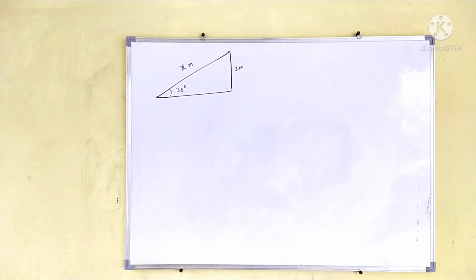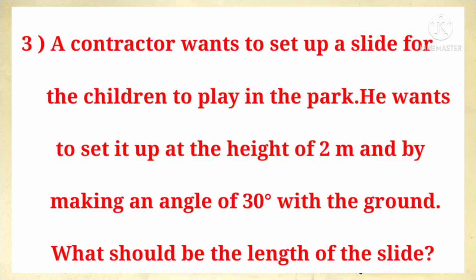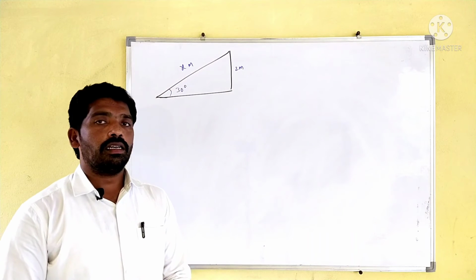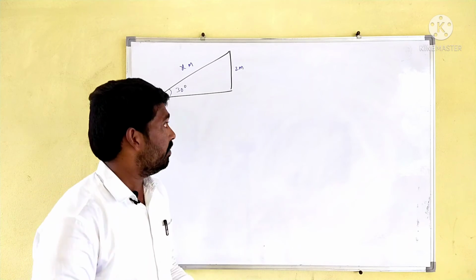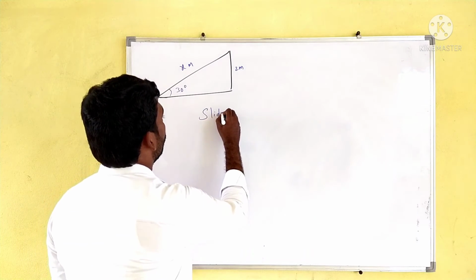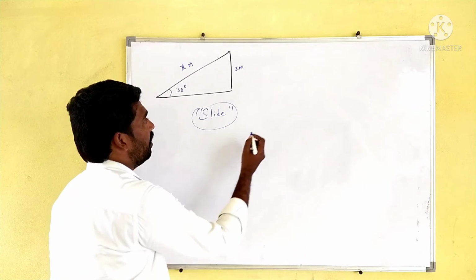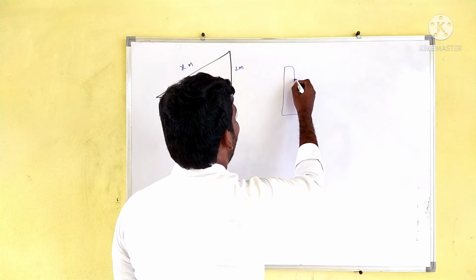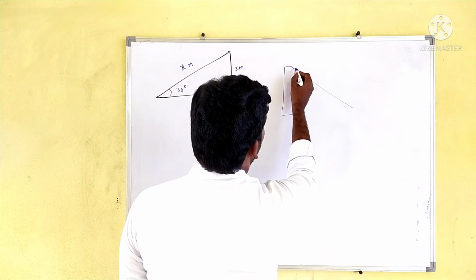The third problem: a contractor wants to set up a slide for the children to play in the park. He wants to set it up at a height of 2 meters, making an angle of 30 degrees with the ground. What should be the length of the slide? Observing, a contractor constructs a slide for children. This one is the slide height, and this one is the length of the slide.